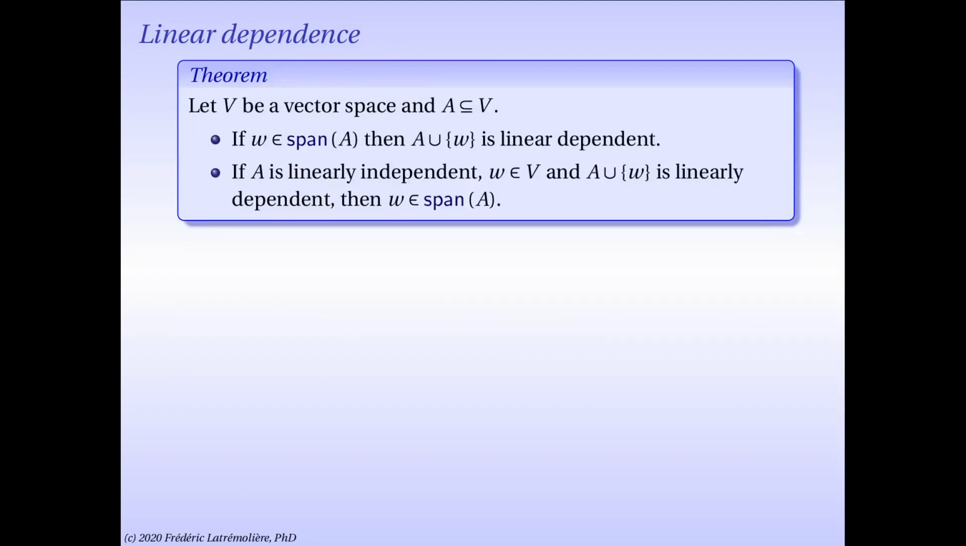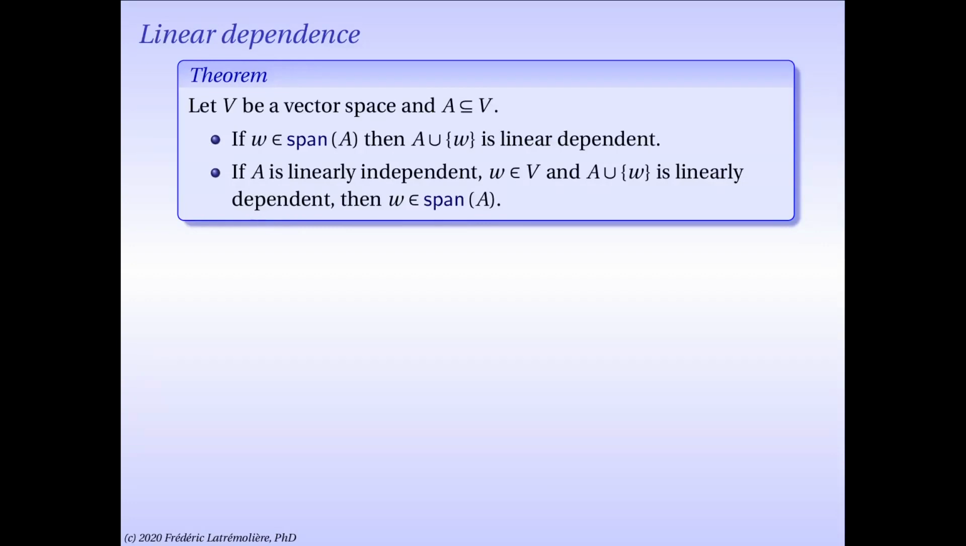So when you want to understand a concept, it is often useful to try and understand its contradiction as well. The contradiction of linear independence is called linear dependence. So again, let's fix a vector space and let A be a subset of that vector space. The first statement says that if you take omega, a vector in the linear span of A, then the set A union the singleton omega is linearly dependent.